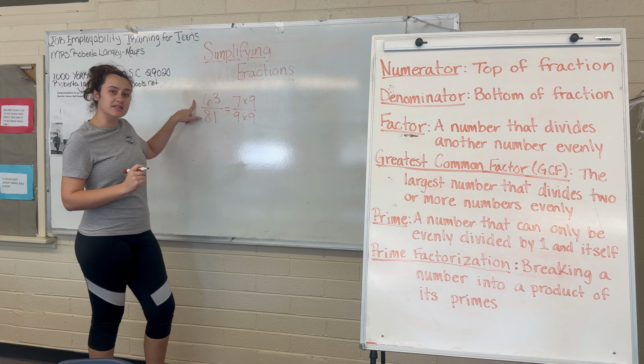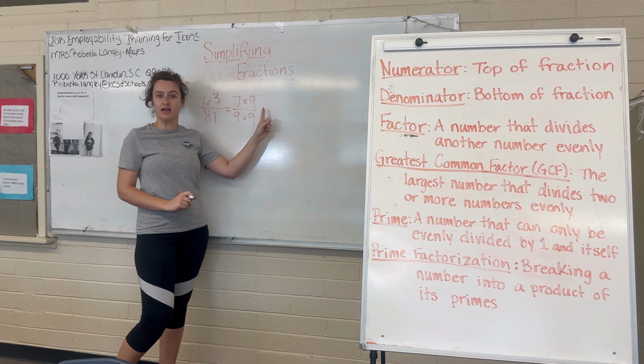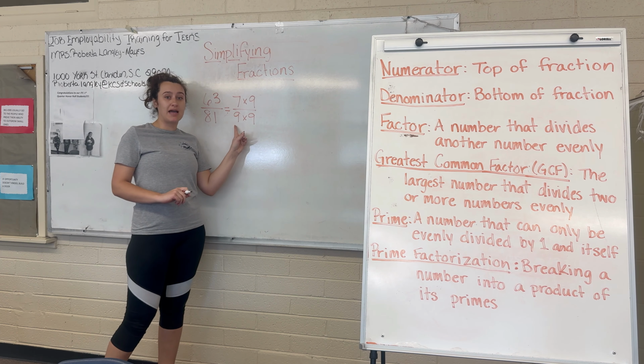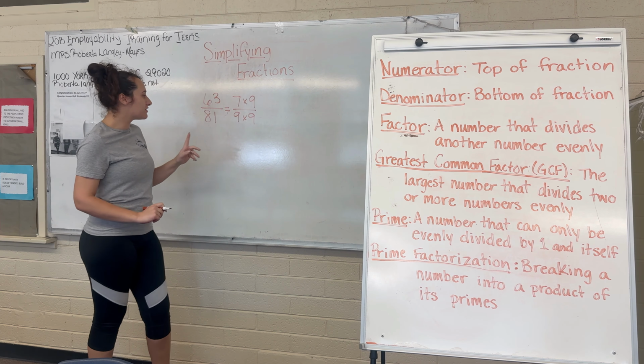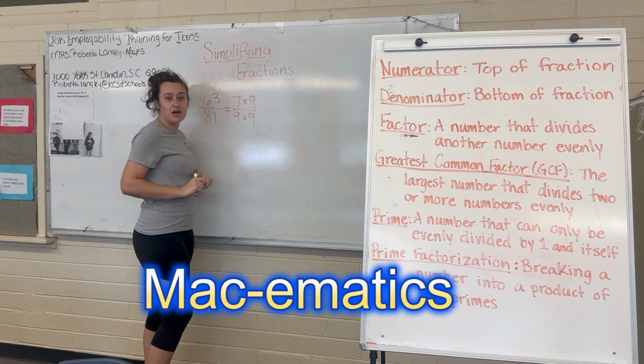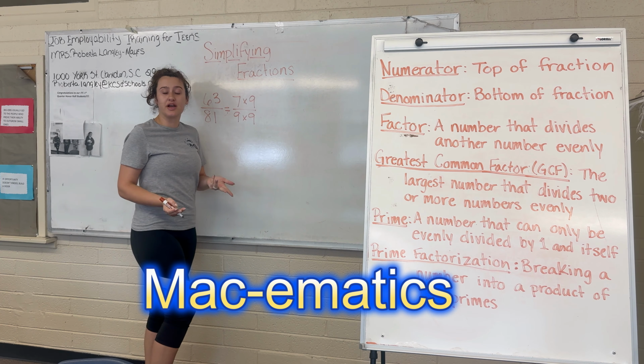My numerator, 63, can be evenly divided by 7 and 9. So the factors of my numerator are 7 and 9. My denominator, 81, can be evenly divided by 9 and 9. So my factors for my denominator are 9 and 9. The greatest common factor, the biggest number that the numerator and the denominator share, is my 9. Because fractions are division, 9 divided by 9 cancels each other out. And I am left with 7 over 9.